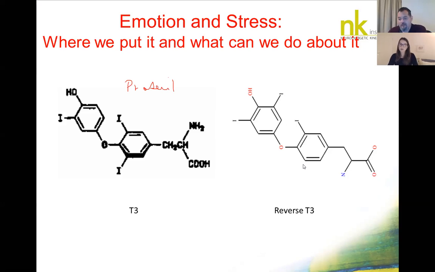Structure governs function. So both T3 and reverse T3 are hormones.